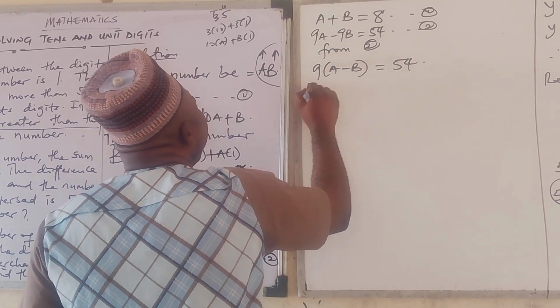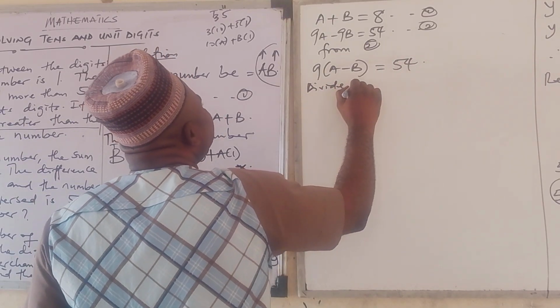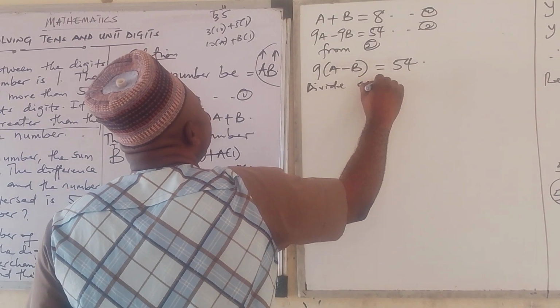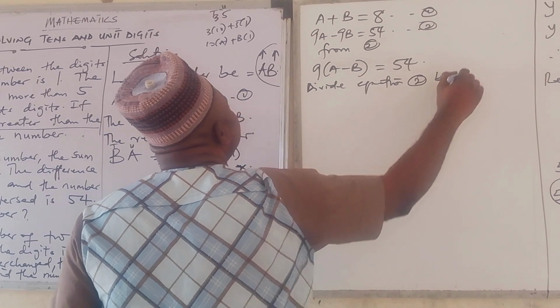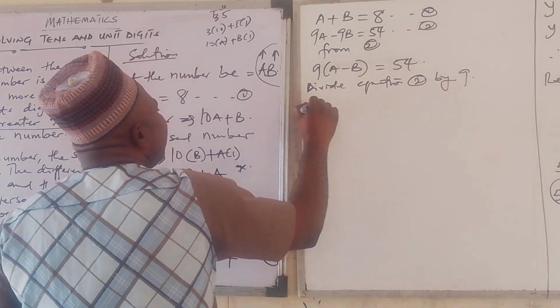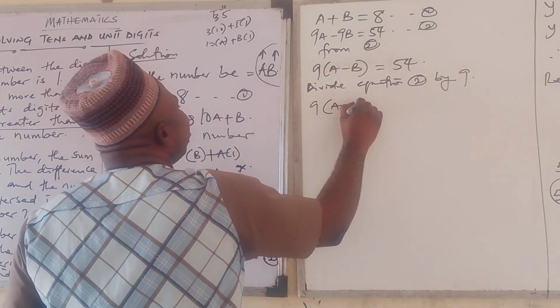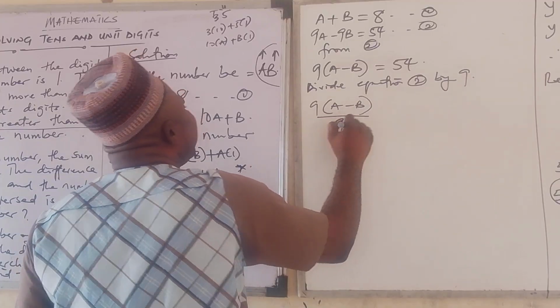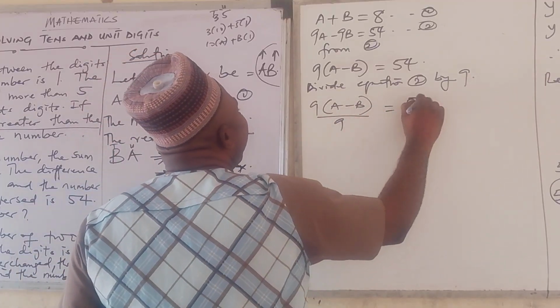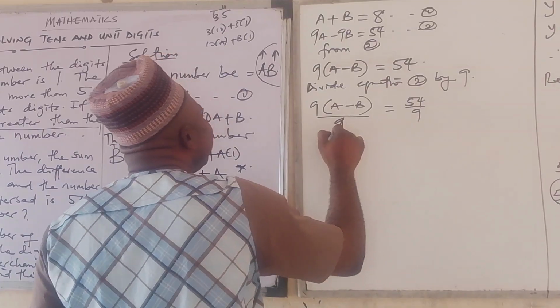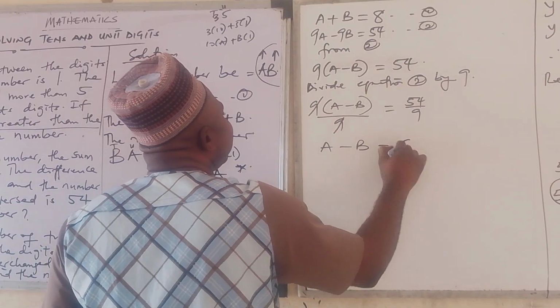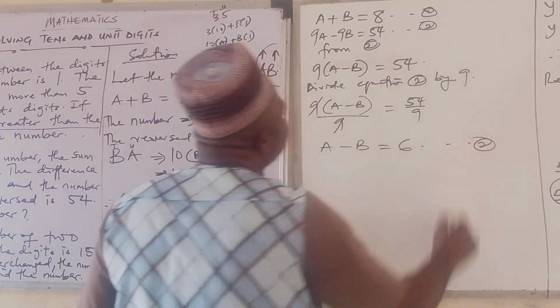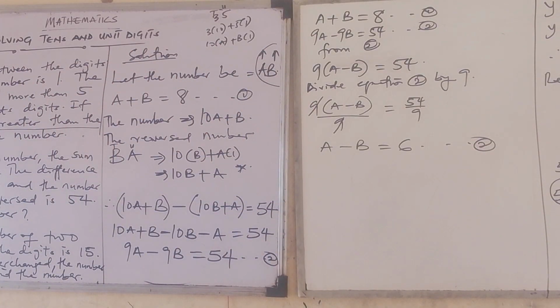So now let's divide equation 2 by 9. If you divide, we have 9 in bracket A minus B divided by 9 is equal to 54 all over 9. So this 9 will go with this 9, and we'll be left with A minus B will be equal to 6. So this is the equation 2. It's the same thing. We only factor out 9 and divided both sides by 9.